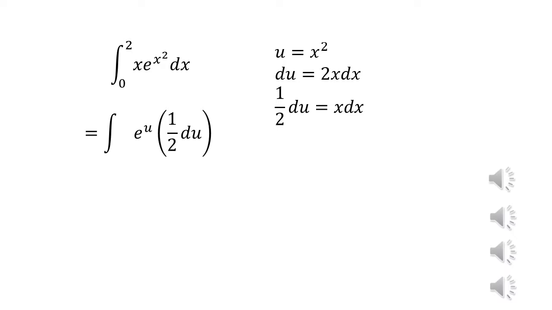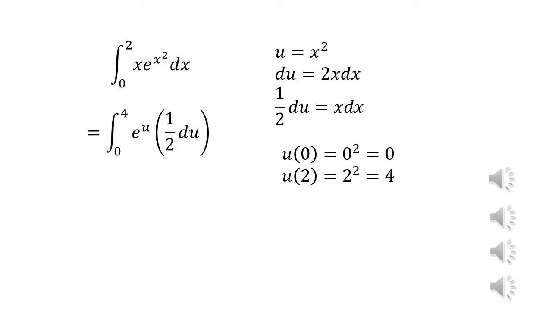If we simply substitute x equals 0 into the expression for u, we find that u is equal to 0 also. Likewise, when x is equal to 2, u is equal to 4. And so this gives us the new limits of integration in terms of u. Our new integral is the integral from 0 to 4 of e to the u 1/2 du.